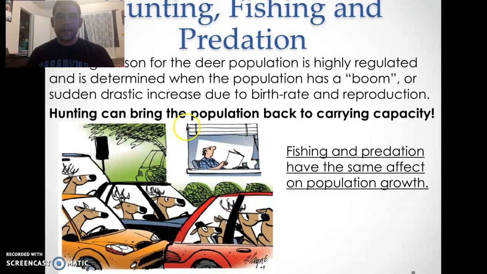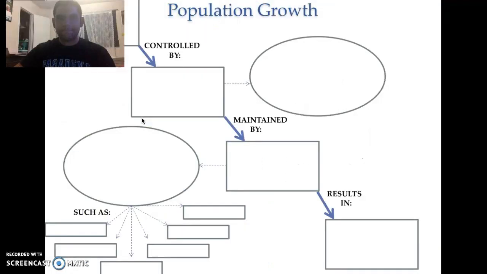So there are many other things, like I said, fishing is one of those. There's fishing seasons, some seasons that you can catch salmon, some seasons you can't catch salmon. Same goes for tuna fish and many other different organisms that you can hunt. And that is just so that we can keep it at that carrying capacity.